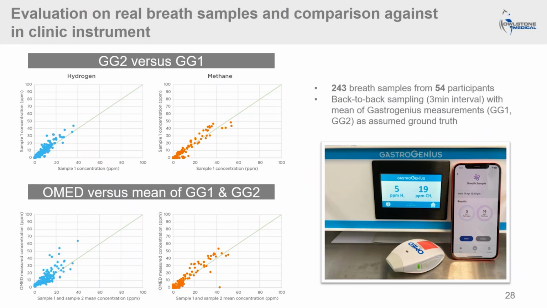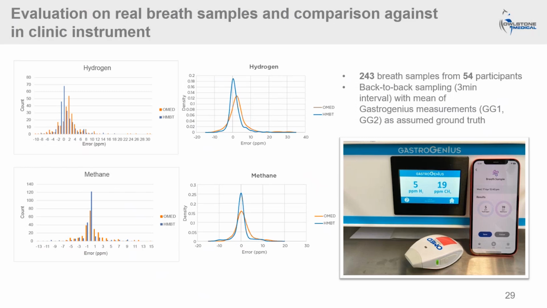You can see here a perfect result would be essentially aligned to that green line in the centre. So you can see here there's a little bit of off-piece reflecting the hydrogen and methane levels when you compare those different samples together. When you're looking at the OMED device versus the mean of those two different samples, GG1 and GG2, you can see actually the data looks remarkably similar, which is already a very good sign.